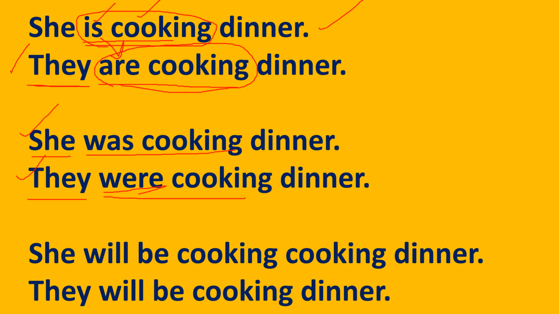In the third one, she will be cooking dinner. They will be cooking dinner. Here also the verb is will be cooking, that is called a finite verb. Will be cooking is also a finite verb. Both are the same. Now let's learn about non-finite verbs.